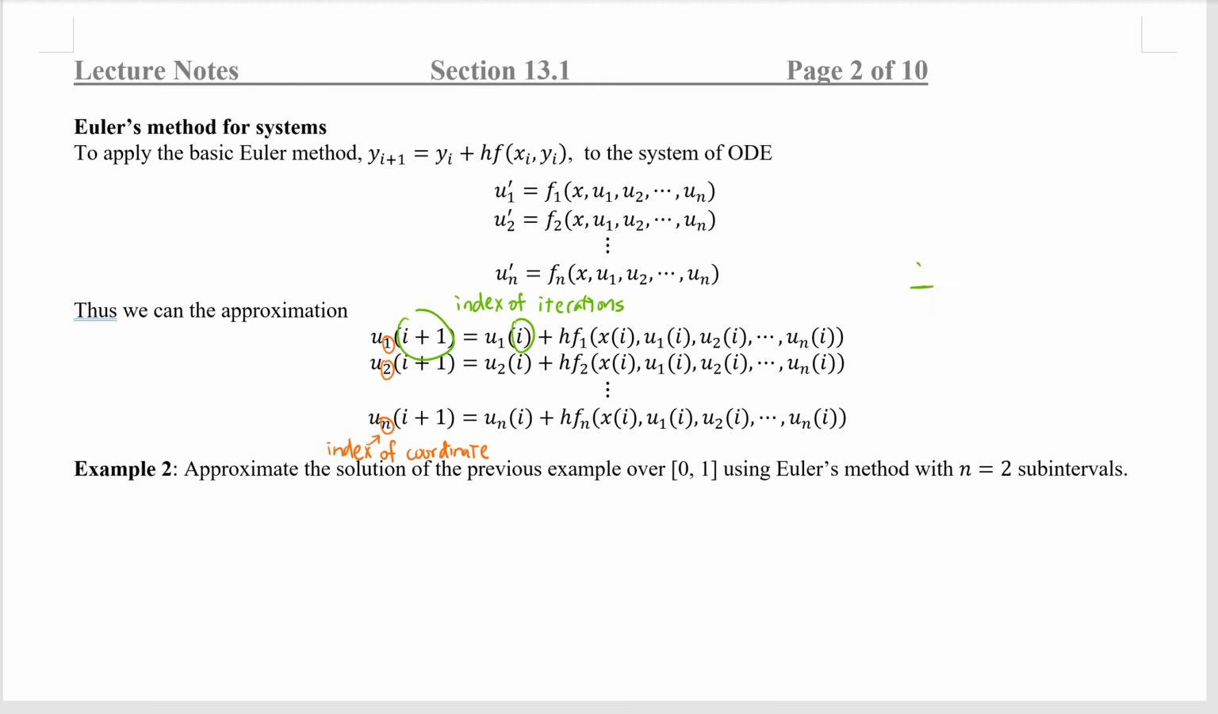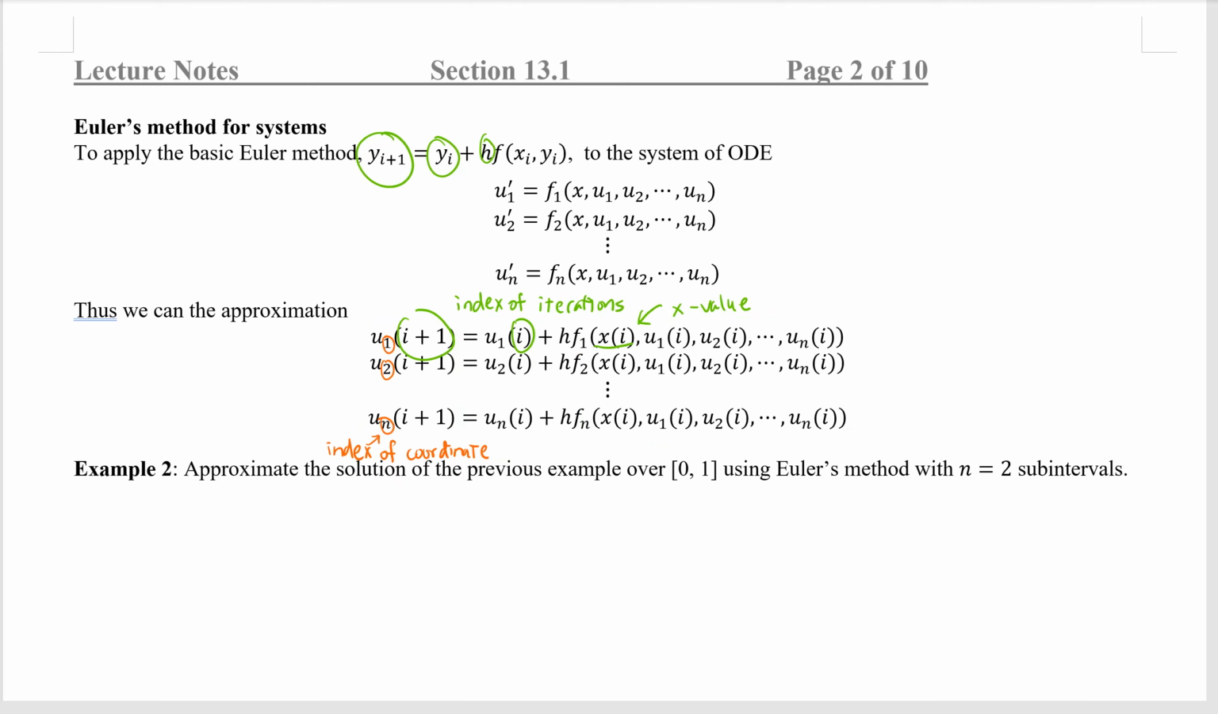So far, so good, everybody? So things in the parentheses are not the x values. They are the index of the iterations. The x values are x of i. This is x_i, right? Okay. So similarly, we have y_{i+1} is y_i plus h times the slope. Here we have the same thing. We have the vector u_{i+1} equals the vector u_i plus h times the vector f.